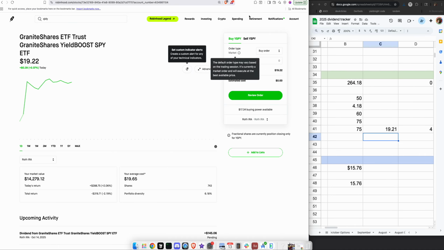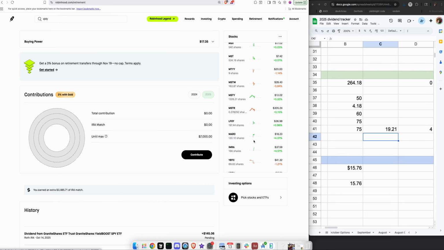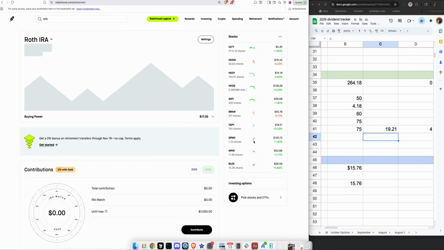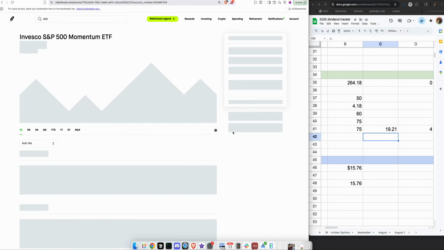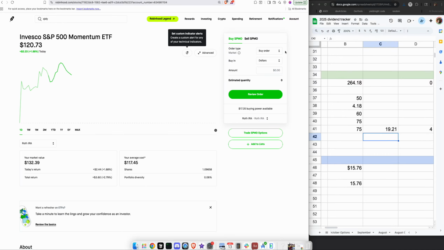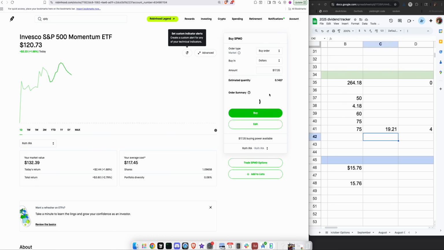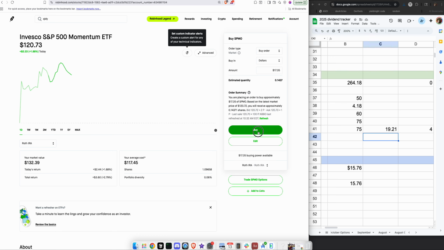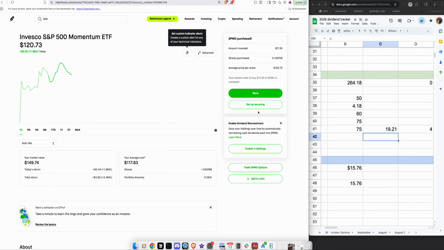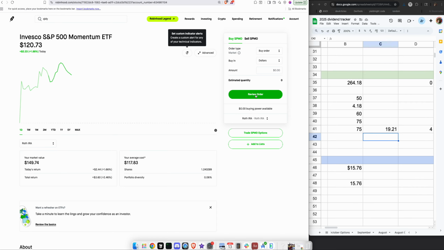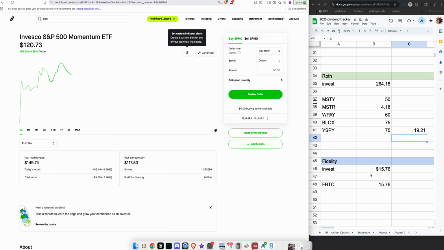Done. And then we're going to put the rest of that into SPMO. So I have $17.35, which is fine. So we just bought a little bit of the S&P 500, which I like doing. Okay. So now we have $0 in my retirement account to spend. We've done my leverage trash. I did Fidelity. I only had $15.76, so I just put it into FBTC. So that's everything to buy this morning.